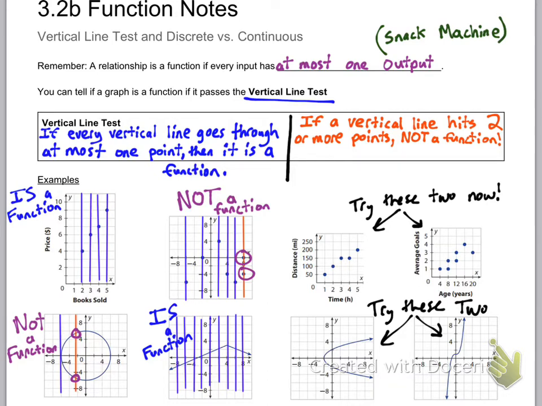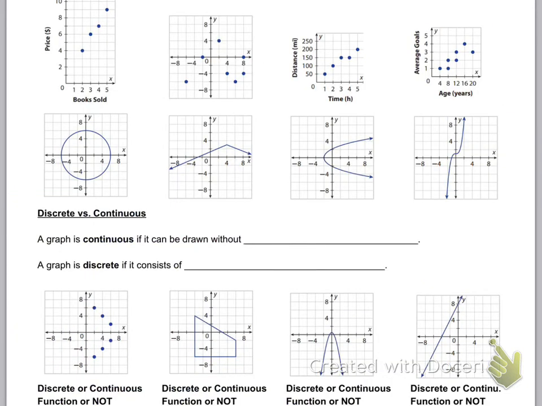One little trick is instead of having to draw vertical lines all over your graph, if you just hold your pen or pencil straight up and down and you move it back and forth, you can visualize where the vertical lines are. And if your pencil hits it more than once, then it is not a function.